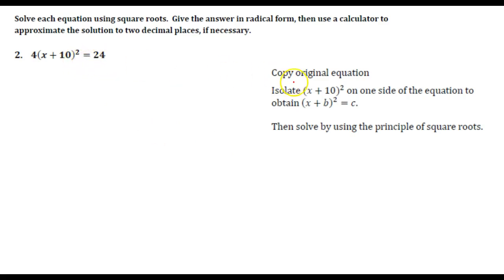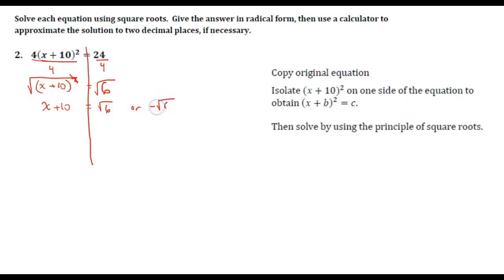Let's move it right along. Next one, we're going to go ahead again and isolate that x plus 10 squared, right, by doing the opposite of multiplying, which is to divide. And before I forget, because I almost did, I'm going to draw that line. So I have x plus 10 squared equals whatever 24 divided by 4 is, which would be 6. And then we're going to square root both sides, right? And this is going to cancel out. I'm left with x plus 10 equals the positive square root of 6 or the negative square root of 6.